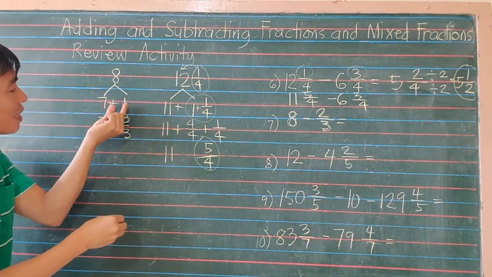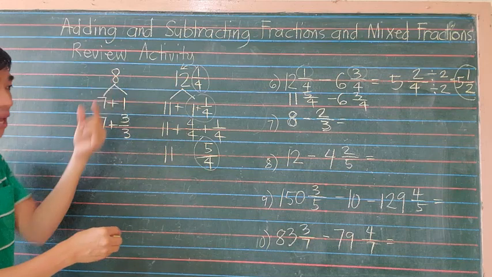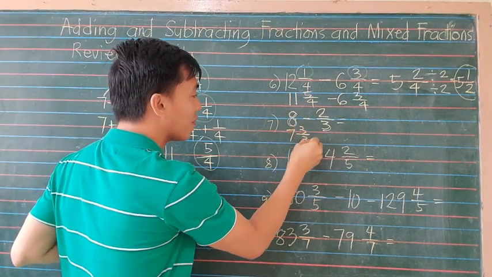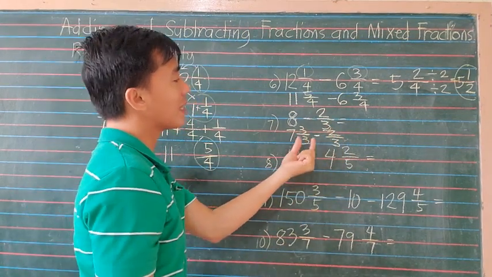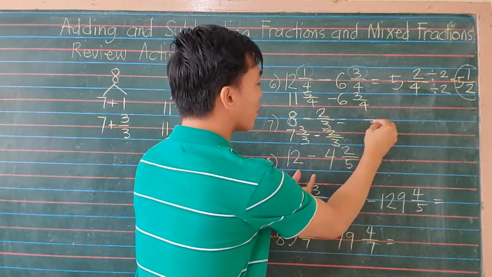So 7 plus 1, that is equal to 8. So 7 and 3/3 is also equal to 8. So gagamitin natin ngayon 7 and 3/3 instead of 8 para masubtract natin sa 2/3. Inuuna kasi natin i-subtract yung fraction. So they have the same denominator now, 3.